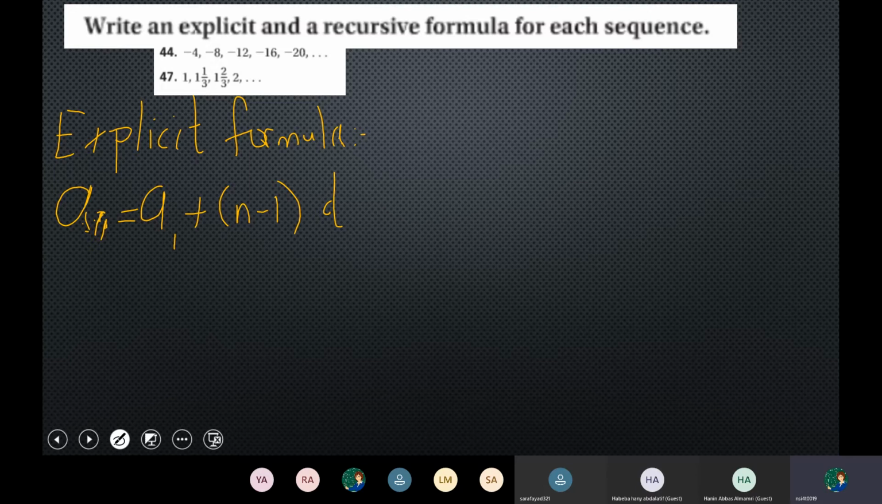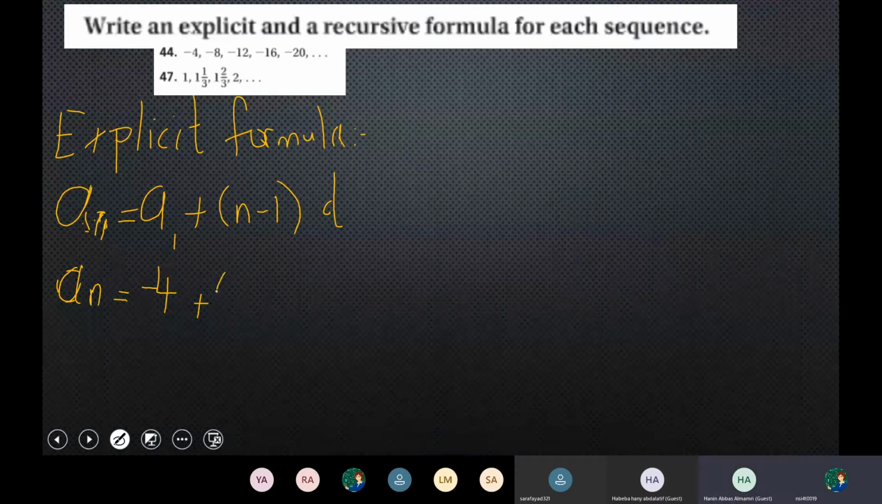So if I have now to write the formula, that means I don't want to find a sub 20. I have to write the formula, so keep it with a sub n. Keep it with a variable. So a sub 1 is what here? It's -4. -4 plus n minus 1 times -4.